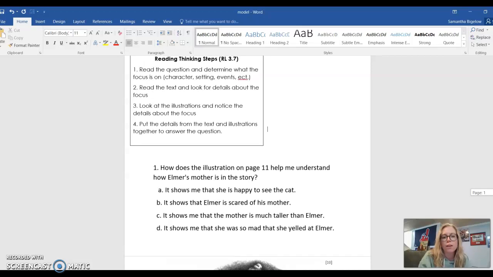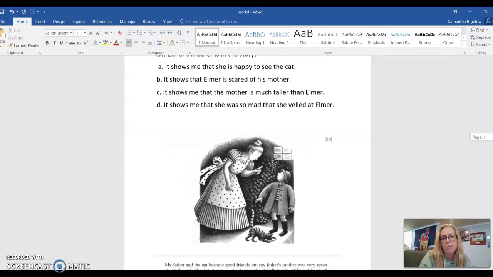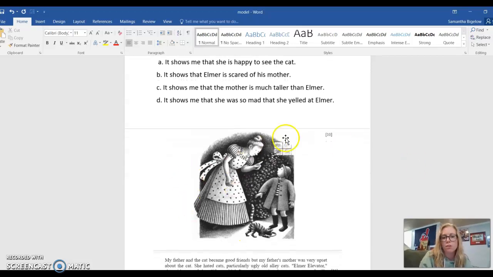So I was focusing on Elmer's mother as I read, and I was looking for details. I know that she's upset and she doesn't like cats based off what I read. But now I need to go to step 3. Look at the illustrations and notice the details about the focus. Let me scroll down to my illustration. Remember, my focus is Elmer's mother, so I'm really just looking at her. I see that she's standing above Elmer. She's bending over. She's pointing her finger at him.